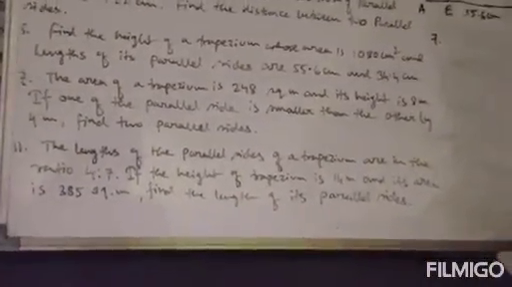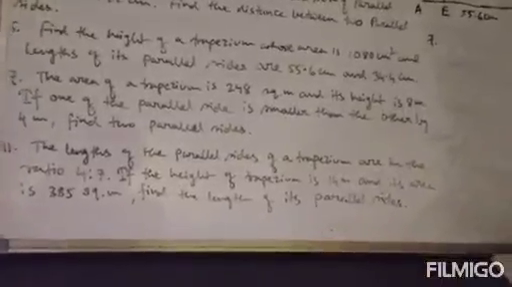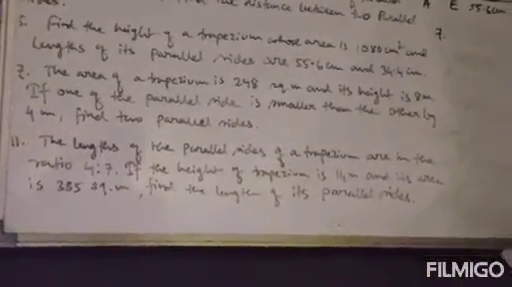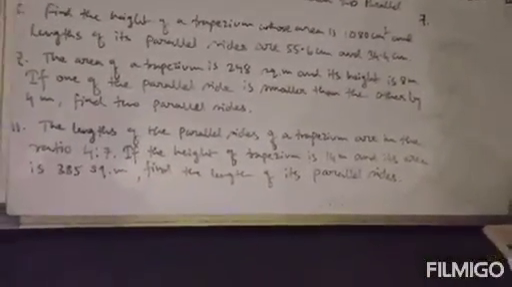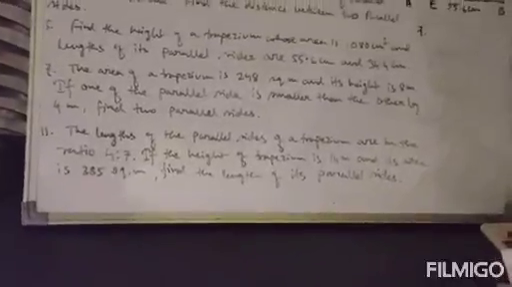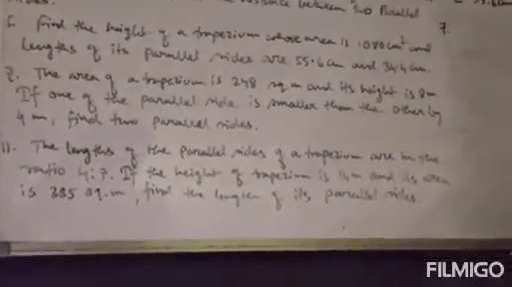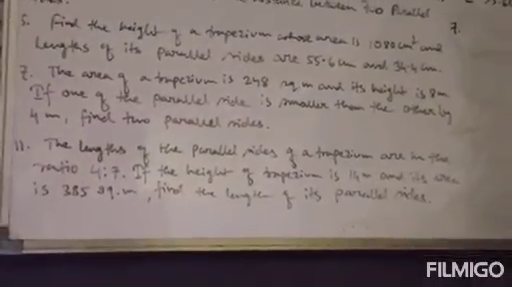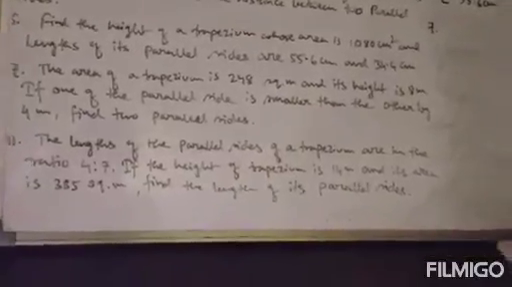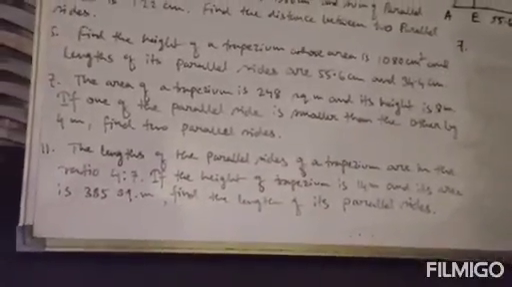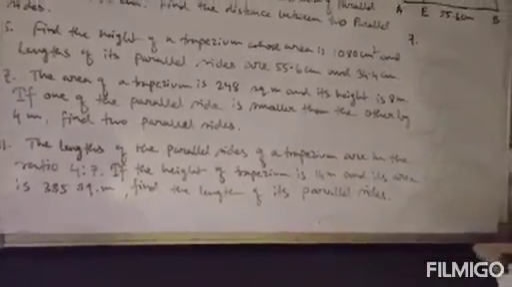Okay, so area is given 248 square meter, height is given. One of the parallel sides is smaller than the other by 4 meter. That means the difference between the lengths of the two parallel sides is given as 4 meter. So we have to find out the two parallel sides, that means the length of the two parallel sides.